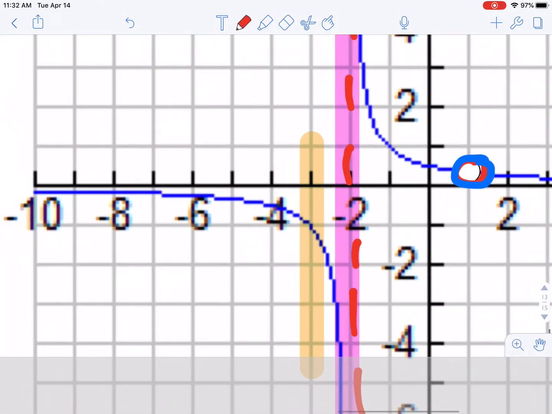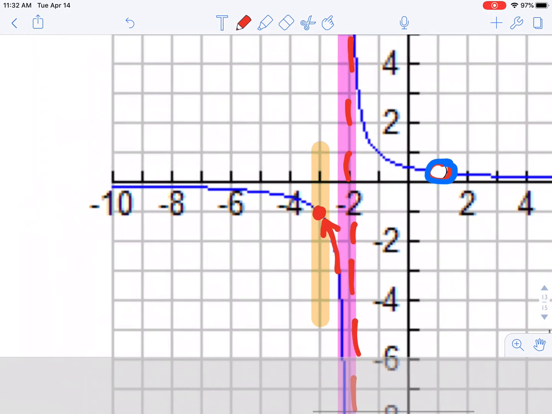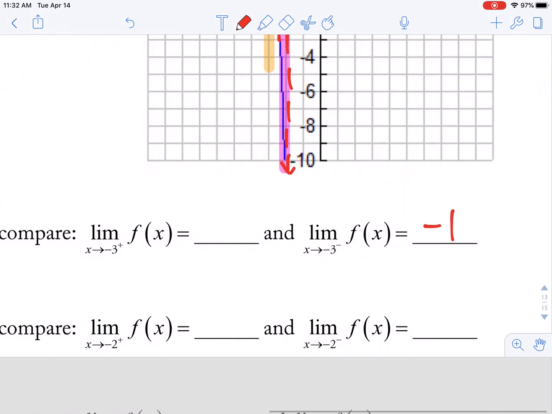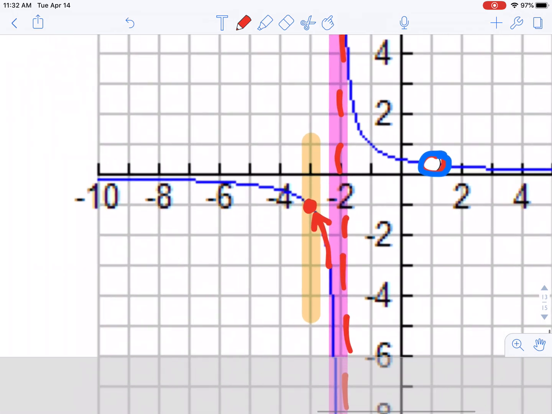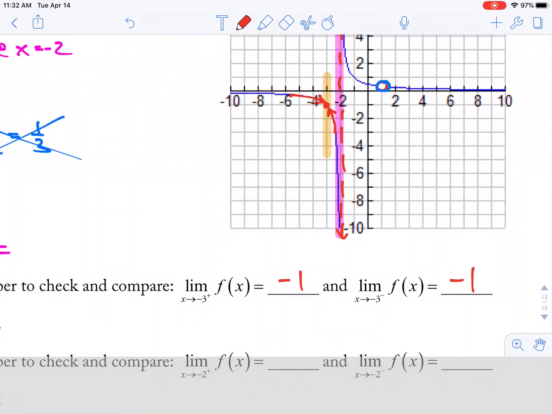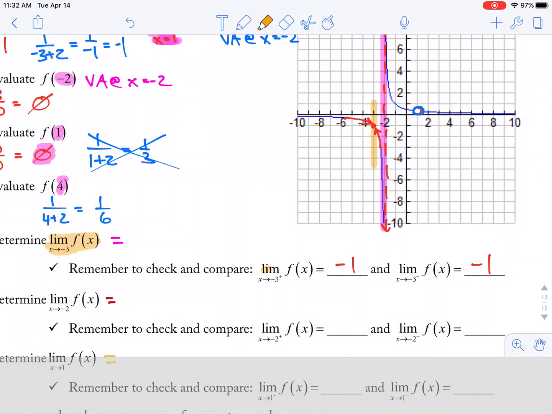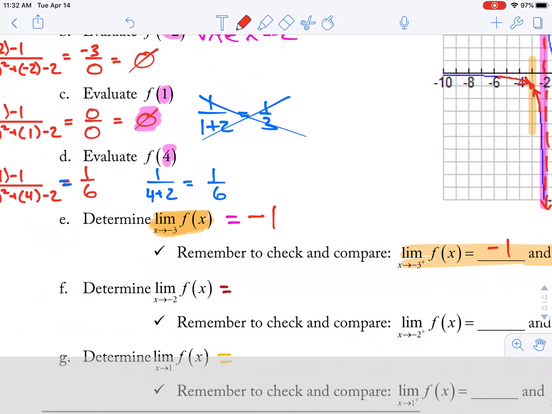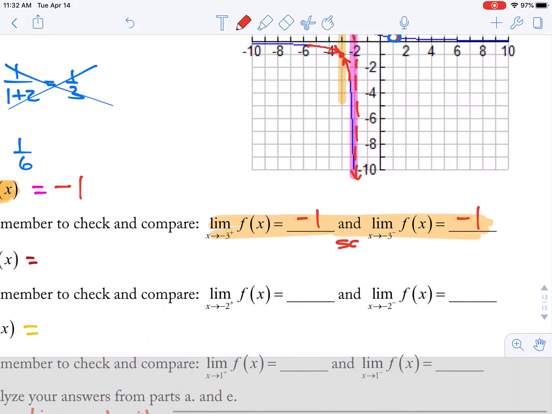We just have to find the value right here. From the left, we approach that value of -1, and that's what this is saying. From the left, we get -1. From the right, we also get -1. So they both approach -1. Remember, both of these questions have to be asked in order to answer the original question of the limit as f of x approaches -3. And that would be -1, because these happen to be the same.